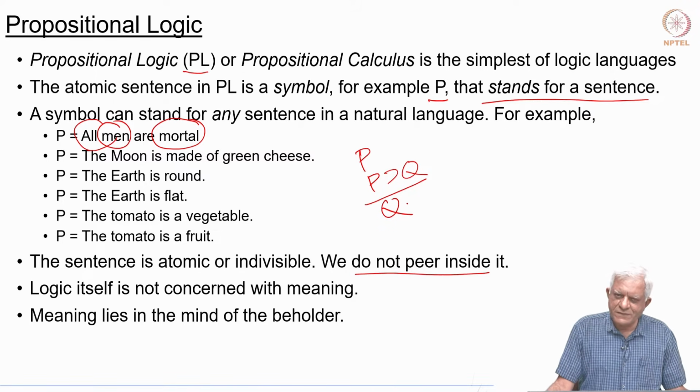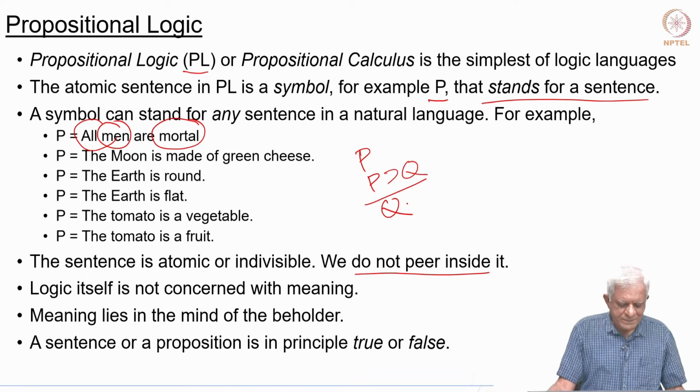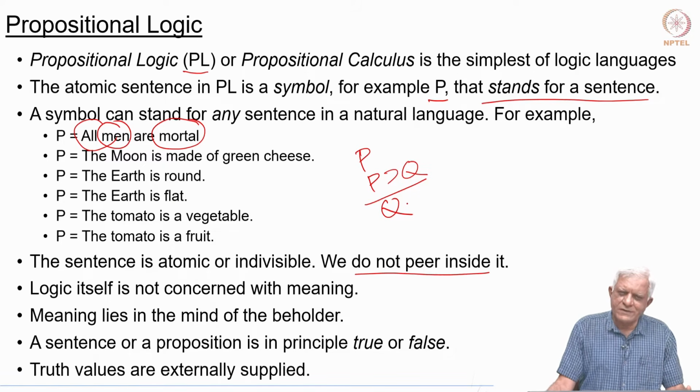Meaning lies in the mind of the beholder. If I say that P stands for the earth is round, then that is in my head. As far as logic is concerned, P is just a sentence. Likewise, a sentence or a proposition is in principle true or false, and this truth value is externally supplied. There is nothing in logic which will tell you whether the sentence is true or not. Somebody has to tell you that.